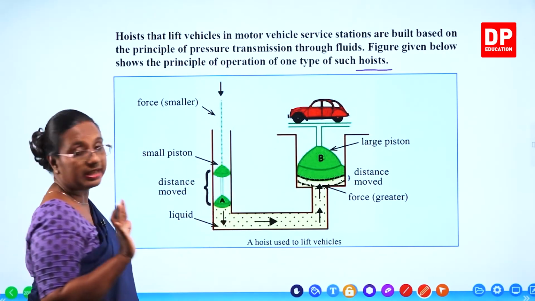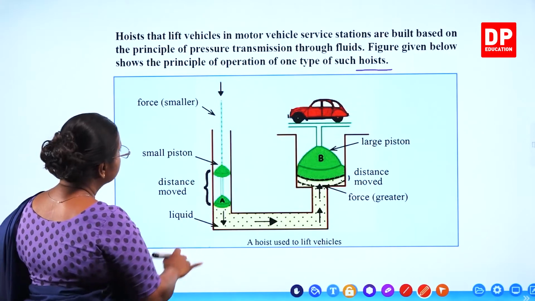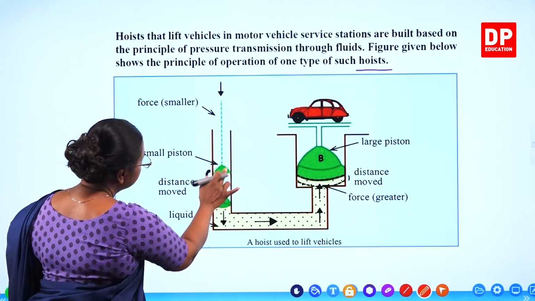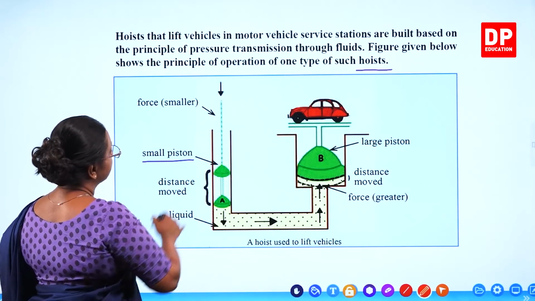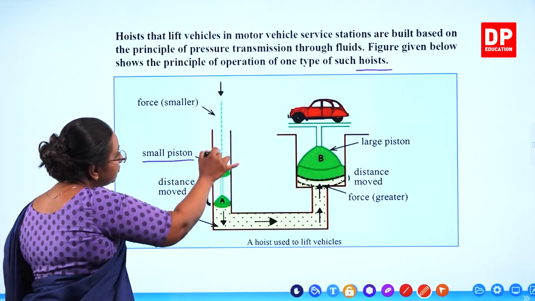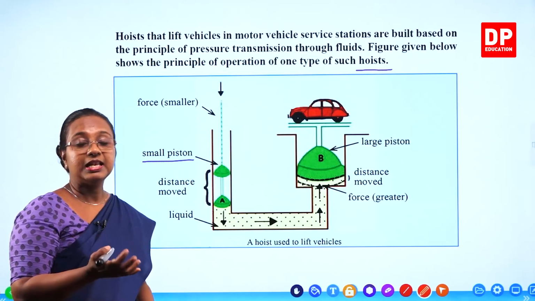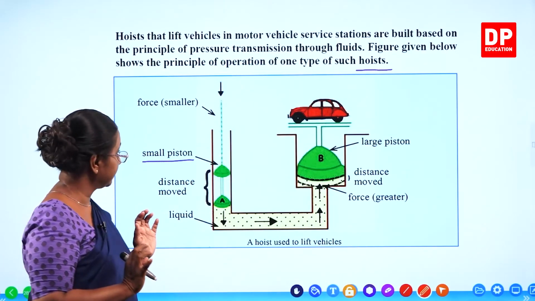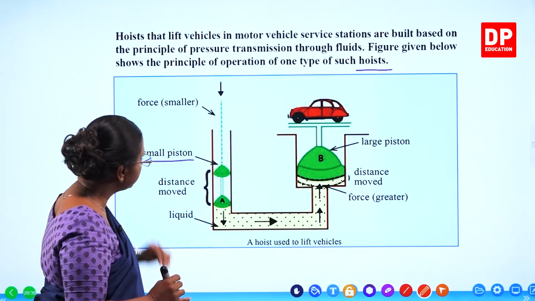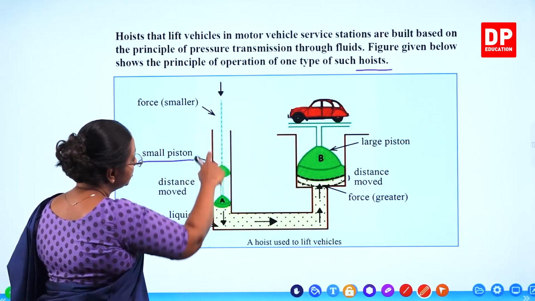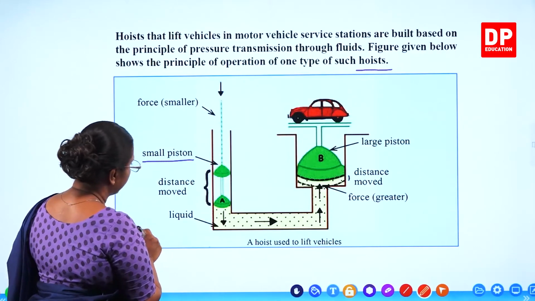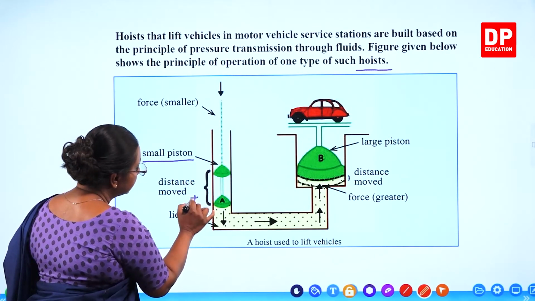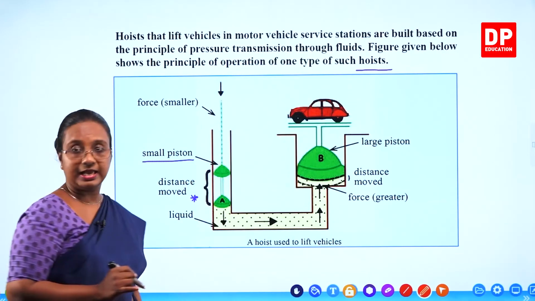Again, look at the diagram, students. Here we have one cylinder with a small piston. You can see this is a small piston. You are going to apply the force from this side like we did in the previous example. Here we push the piston down. When you push the piston down, you can see from this position, it goes down. This is the distance moved by the piston A.